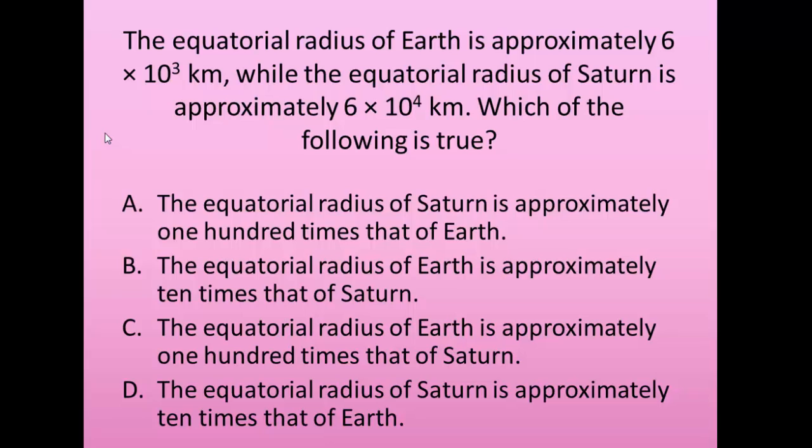Okay, so here's a couple of the word problems that you might run into. So if you look at the radius of the Earth at the equator is approximately 6 times 10 to the 3rd kilometers, while the equator radius of Saturn is approximately 6 times 10 to the 4th kilometers. So we want to know which of the following is true. So does that mean that the radius of Saturn is 100 times larger than the Earth? Does it mean that it's about 10 times? So I'll underline the parts that are different here.